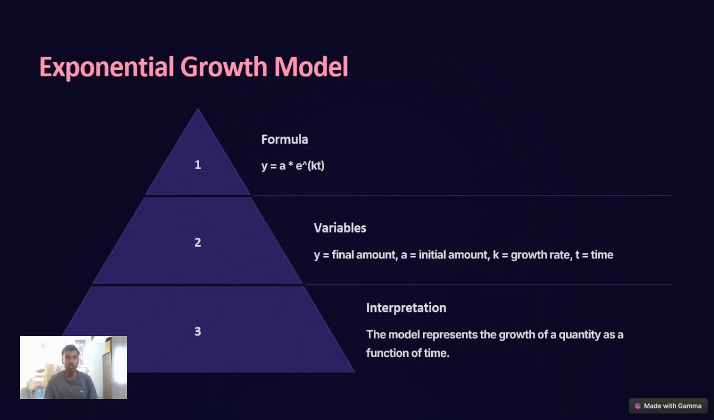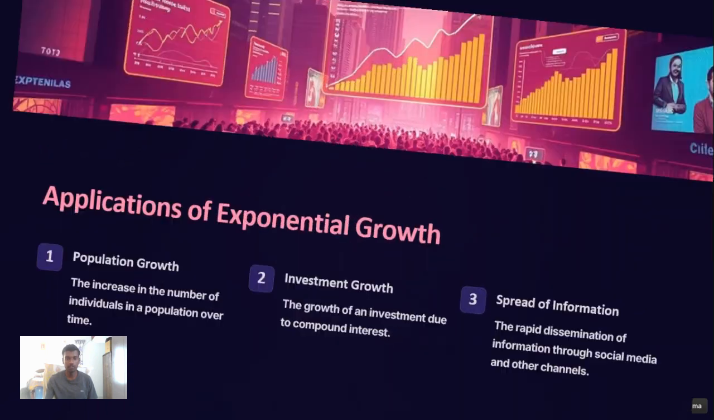The formula for exponential growth is y = a e^(kt). Here y implies the final amount, a implies the initial amount, k is the growth rate, and t is time. The interpretation is that the model represents the growth of a quantity as a function of time.